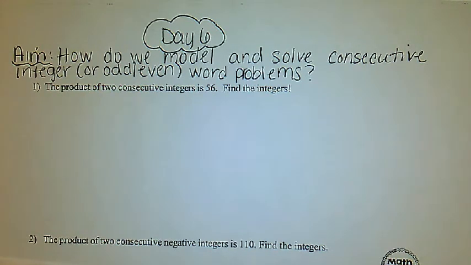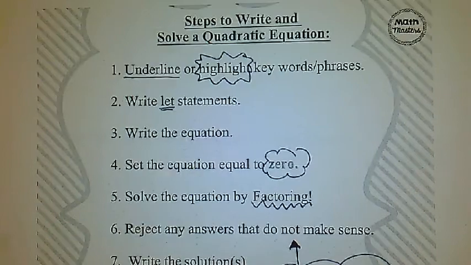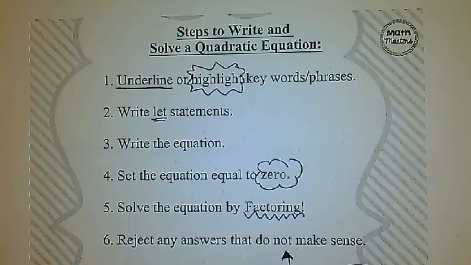So before we get started, I want to talk about how we're going to get through these questions. The first thing you need to do is underline and highlight all the key words. The next thing we're going to do is write a let statement. So we're going to introduce variables. We're creating our own equations, so we need to represent them with a let statement.